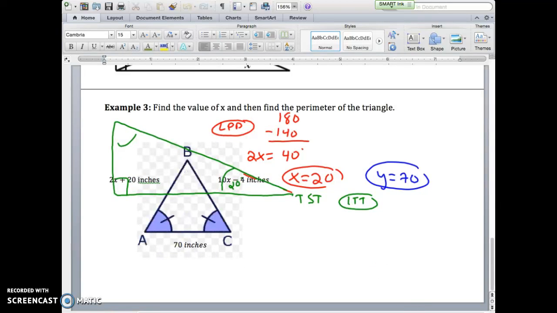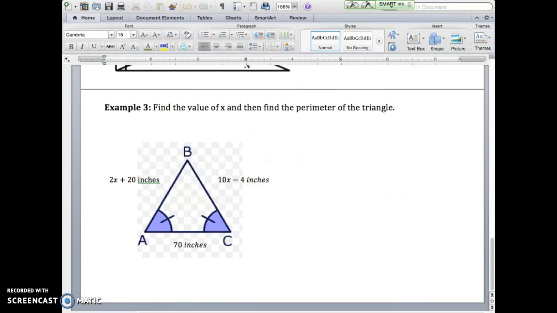In example 3, we'll have some algebra, so setting up equations. Here I have a triangle where the base angles are congruent. If you go back and reread the converse of the isosceles triangle theorem, it states, if the base angles are congruent, then it is isosceles. So because I see base angles are congruent, and whenever you see two angles congruent, you can look at the sides across from them and label them as congruent.